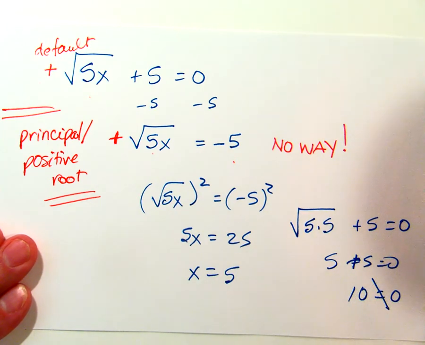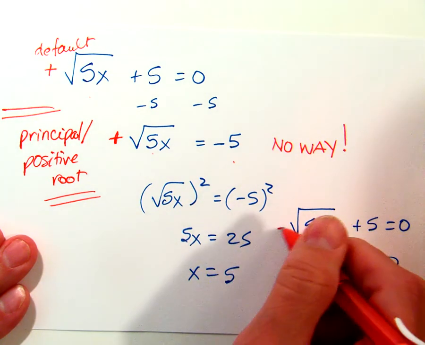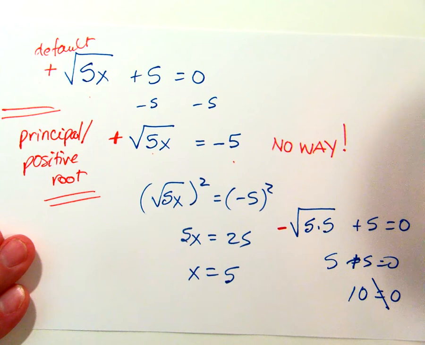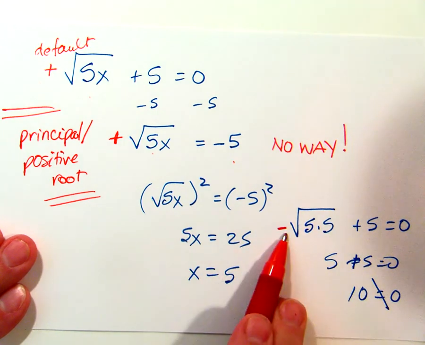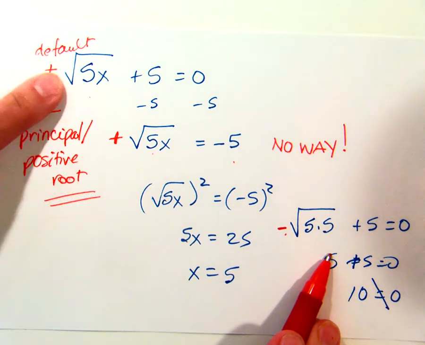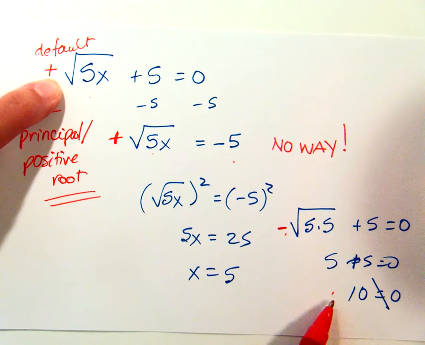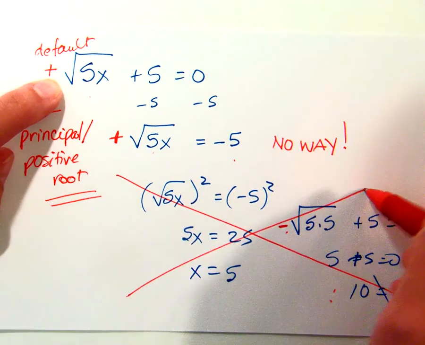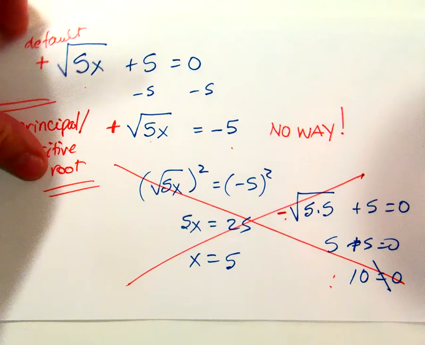What's wrong with this? This was the way it would be right if this were not the principal square root, the principal root, okay? If this were a negative, it would be true, but look at the original problem. It is not a negative, so this is not a correct answer. It's just no way, no way, no way.